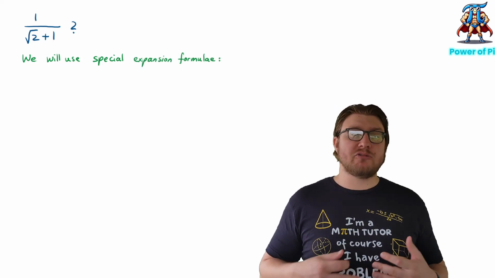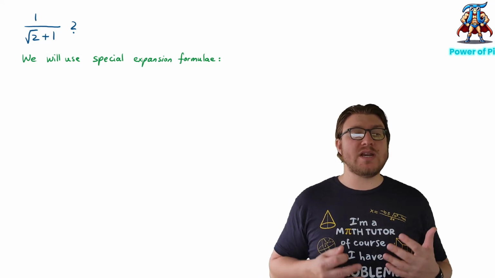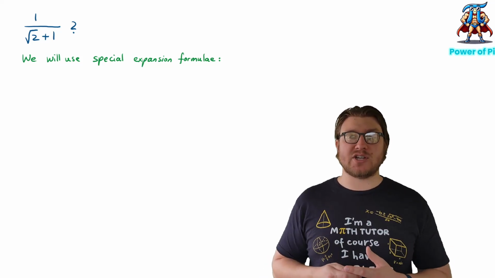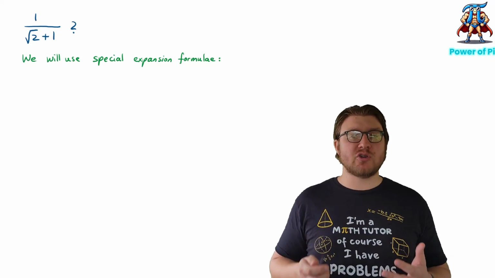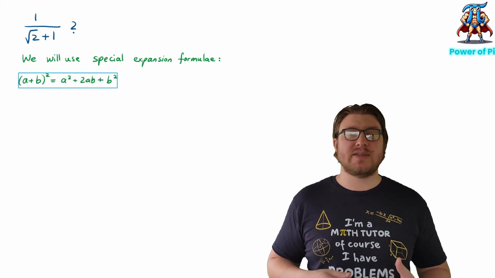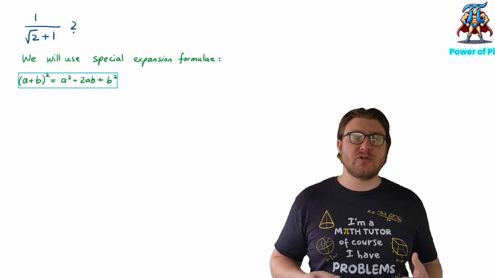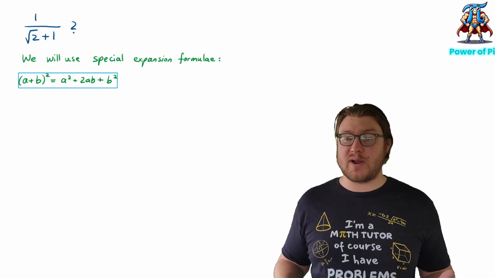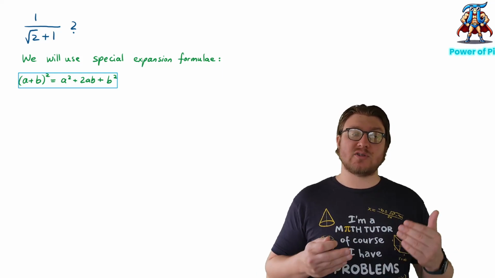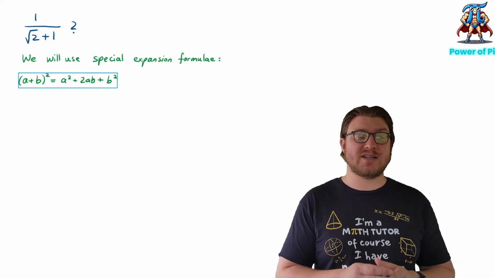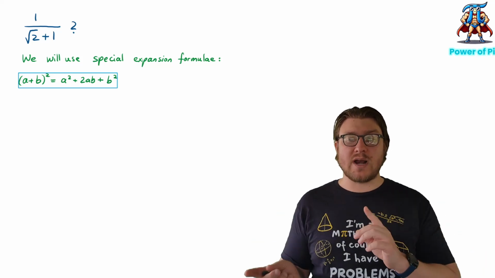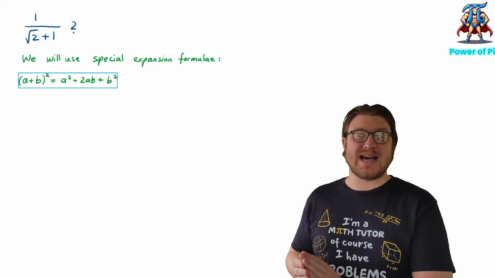And in order to really understand what we're doing here, we need to use some special expansion formulae. You should already know them from last year. These are your perfect square formulas. If we have a plus b squared, that actually expands to the first part squared plus 2 times 1 of each plus the last one squared.